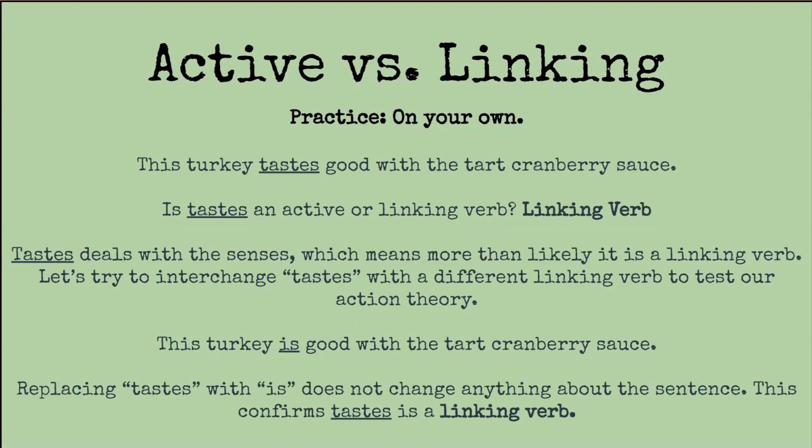But let's try out our interchangeable linking verb theory and see if it still works. In this case, I interchanged taste with "is." "This turkey is good with the tart cranberry sauce." It's the exact same meaning. I can switch out taste with is, and it's the exact same sentence. It gives less detail, but it's the exact same sentence. So the fact that I can replace tastes with is and not change the meaning simply means that I'm interchanging linking verbs. So tastes is a linking verb.